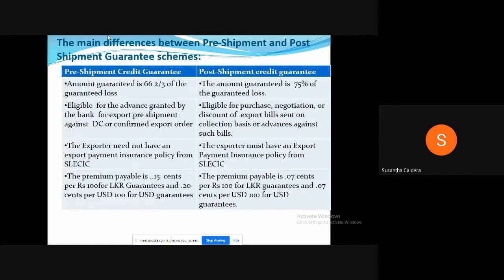Under the pre-shipment guarantee scheme, the amount granted is 66 2/3 of the guaranteed loss. They don't give 100%, like marine insurance, which gives 100%. But here, for pre-shipment trade guarantee, they give only 66 2/3, that is at least 2/3 of the guaranteed loss. Something is better than nothing, isn't it? But if it is a post-shipment trade guarantee, you will get 75%.